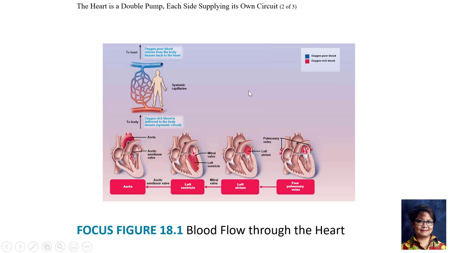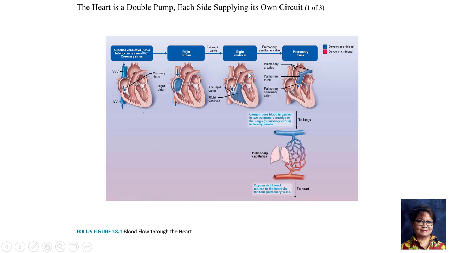In the same token, the arteries move blood away from the heart towards the tissues. Most arteries, such as your aorta and your carotid arteries, are carrying blood away from the heart, and they are oxygen rich, with the exception of the pulmonary arteries.